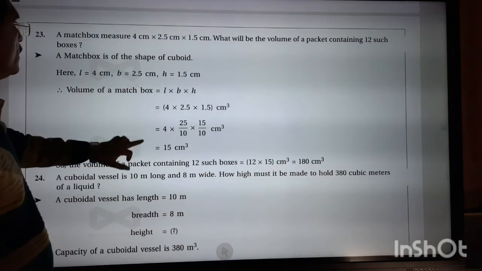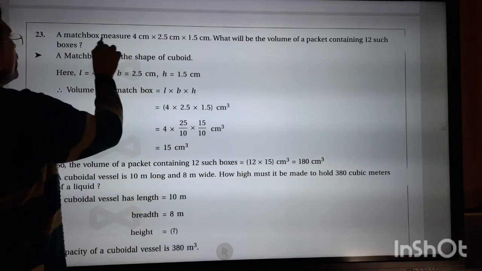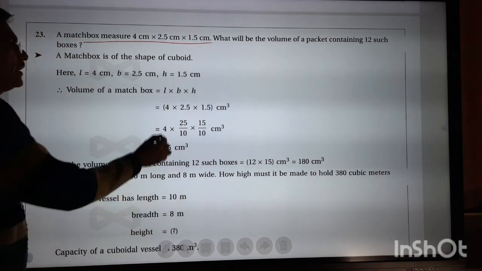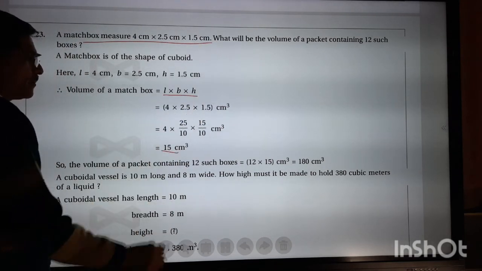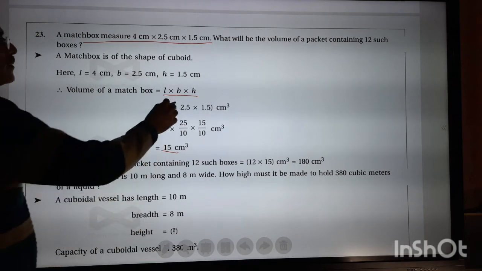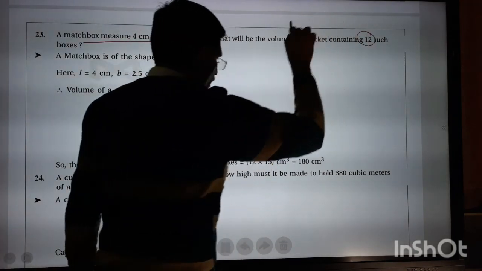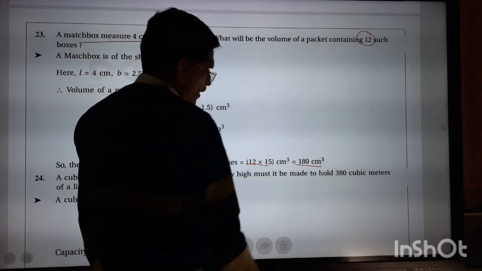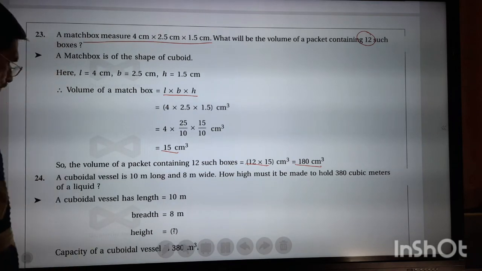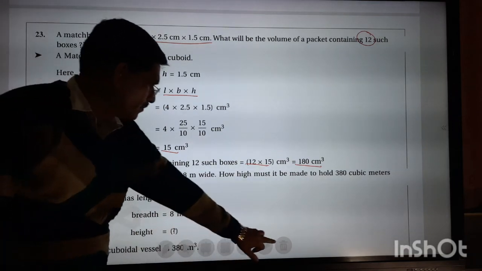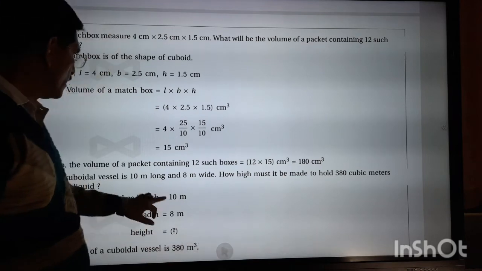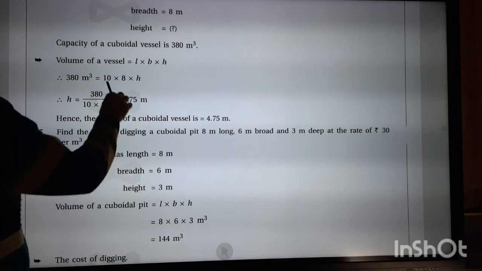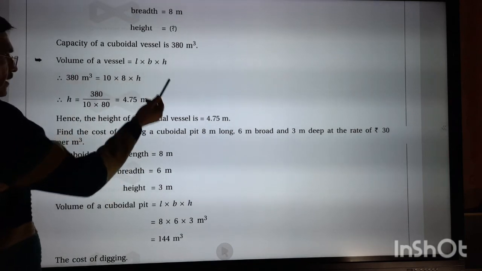Mostly I have discussed all the sums. It's a volume based sum now. Already we have discussed L into B into H. So if you will multiply, we can get 15 centimeters square. But how many boxes are there? 12 boxes are there. So I have to multiply with the 12 and we can get the answer 180 centimeter square. Mostly we have discussed. Now is there any sum left? We can go. So all sums, again it's a volume of Q1 that we have discussed.